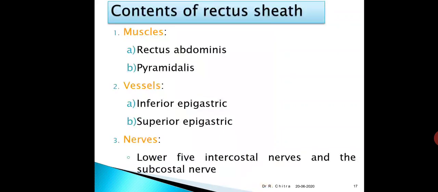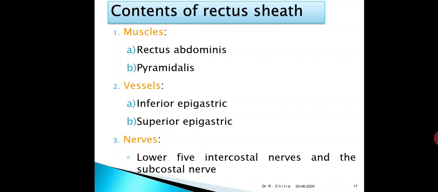Contents of the rectus sheath. Muscles are the rectus abdominis and pyramidalis. Pyramidalis is not a constant muscle, it is present in some individuals. Vessels: inferior epigastric and superior epigastric. Nerves: lower five intercostal nerves and the subcostal nerve. So, these are the contents of the rectus sheath. The pyramidalis muscle is sometimes absent on one or both sides. So, these are the contents.